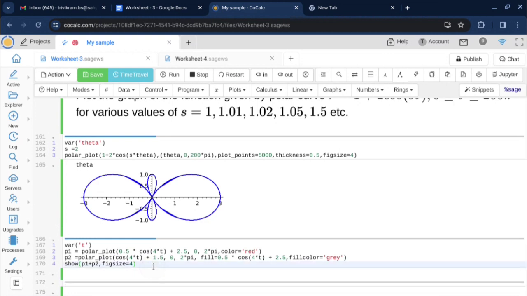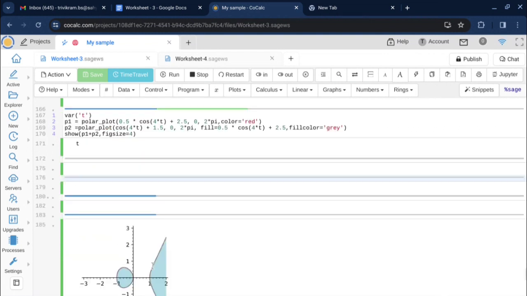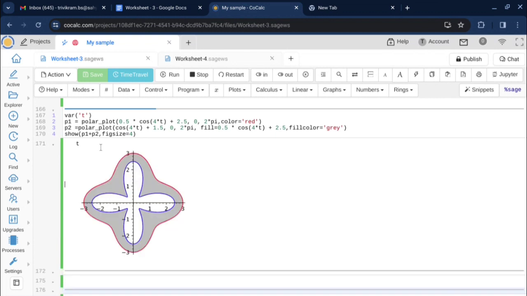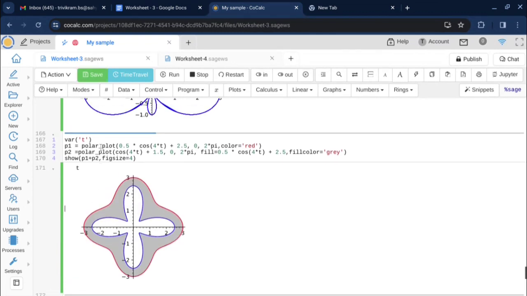Now I am going to draw two polar plots in one picture. This is one more polar plot. I have given the fill shade also for this.